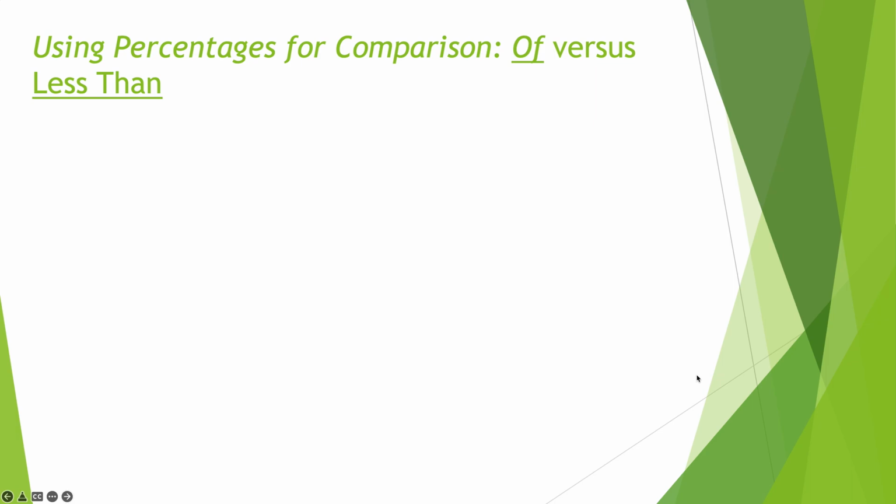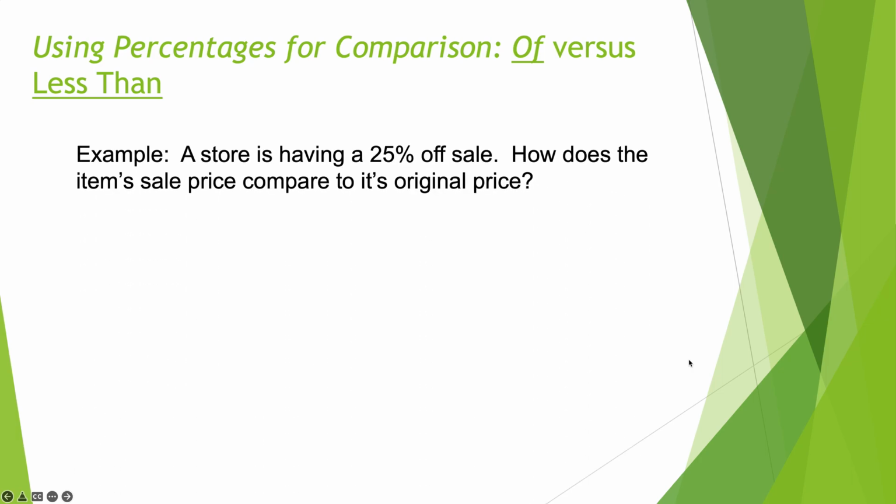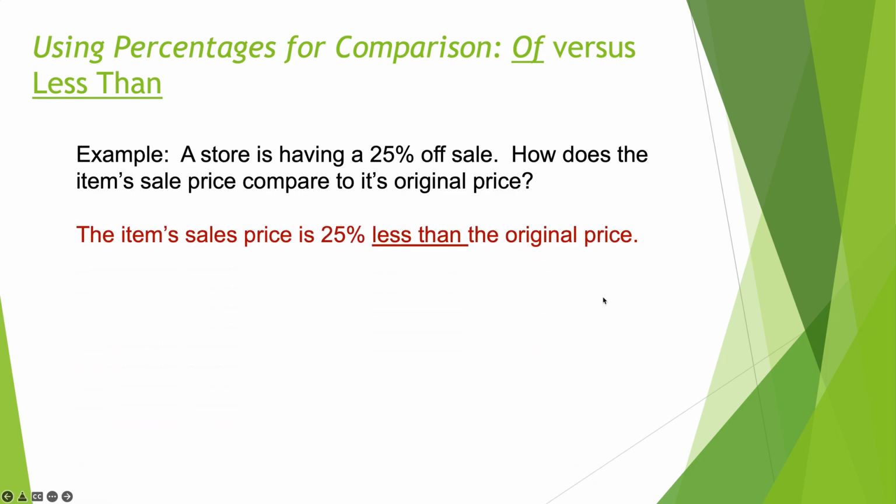Okay, next up, of versus less than. A store is having a 25% off sale. How does the item's sale price compare to its original price? Now, obviously, it's going to be less because the sale is off. So you're going to pay 25% less than the original price. So if the original price is 100% and you're going to pay 25% less than that, then you're paying 75% of the original cost. Okay?